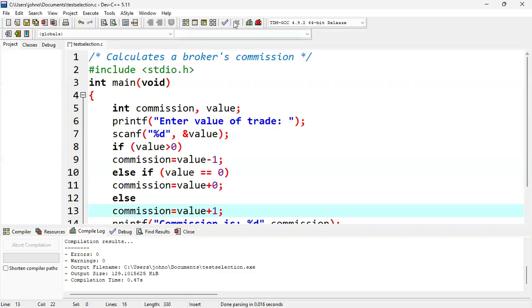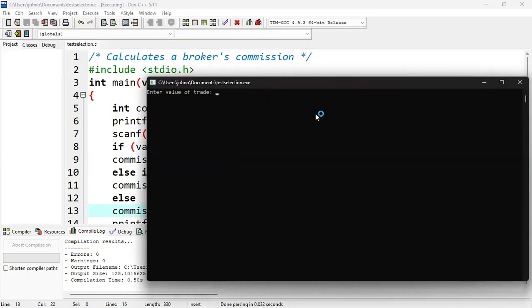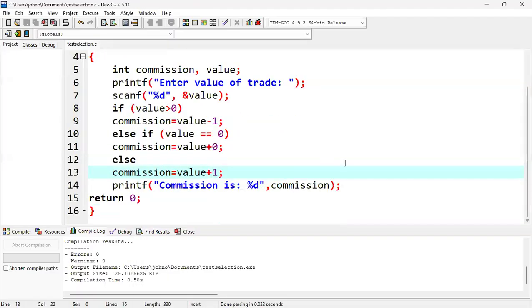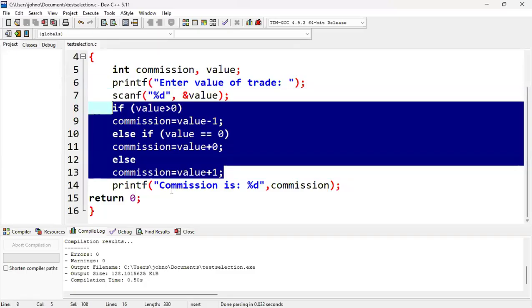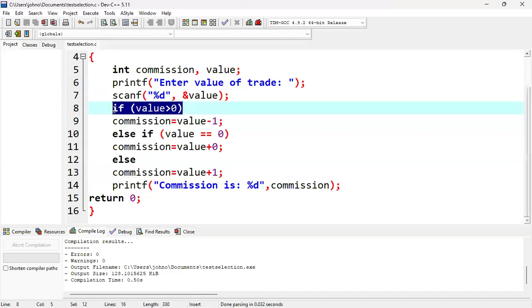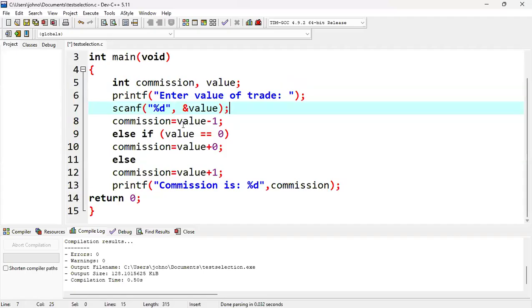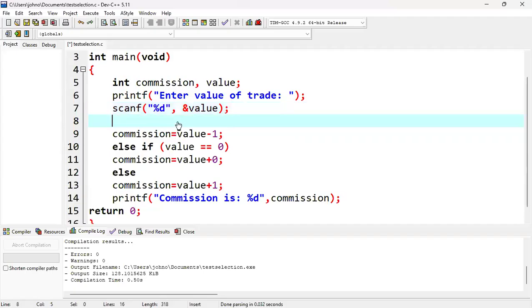So here is what it means. For this situation, if we run our code, we get something like this. Enter the value. Let's say the value is now 8. So we subtract 1, it becomes 7. All right. But for the ternary operation, I remove this. Commission is equal to, actually I need this guy. Yes.